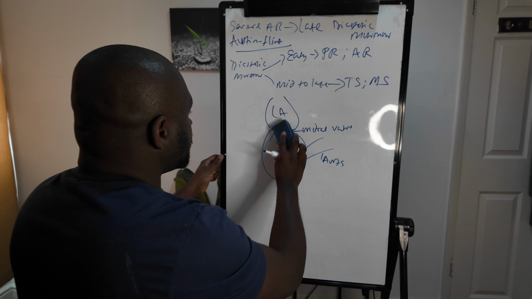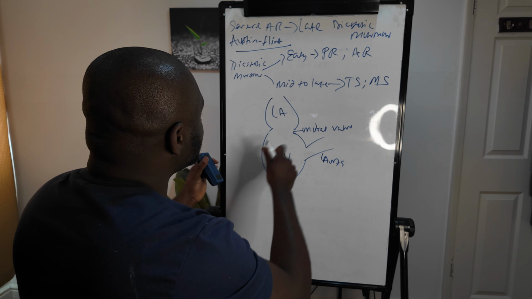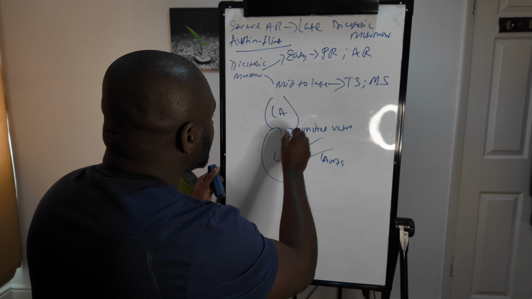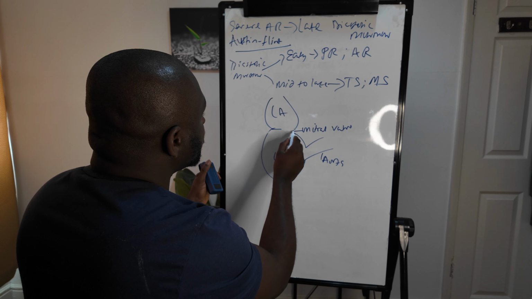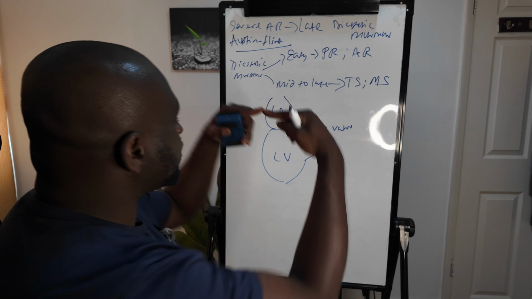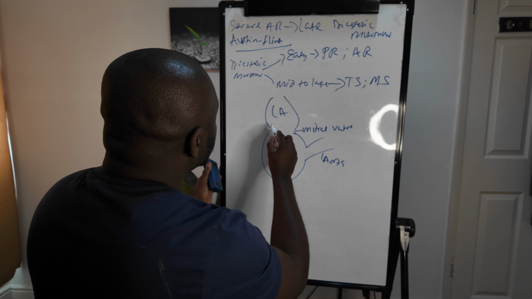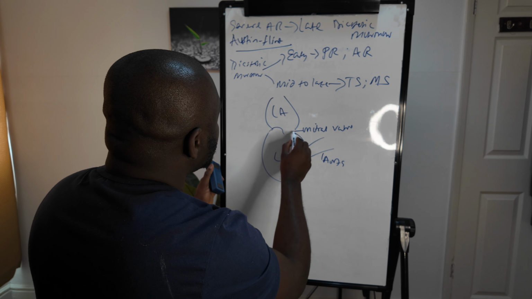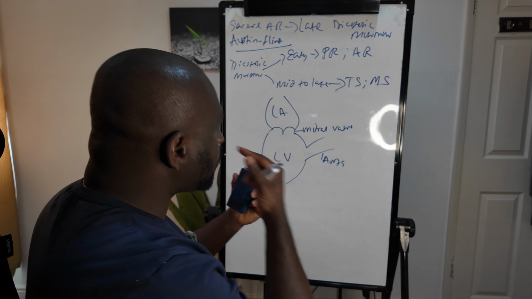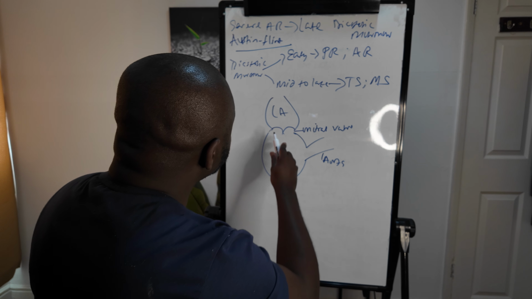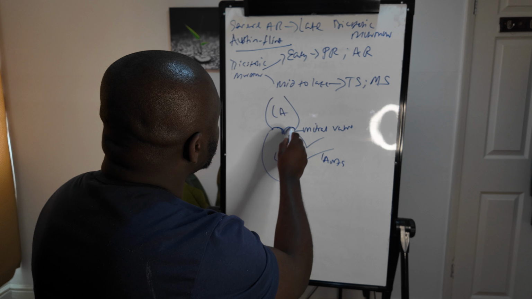When the valves close, they don't close this way. They don't close horizontally to touch each other. That's not how they close. They close in a way that there's a curve. That's why they're called cusps. They're shaped like cups. Okay? So they close this way.